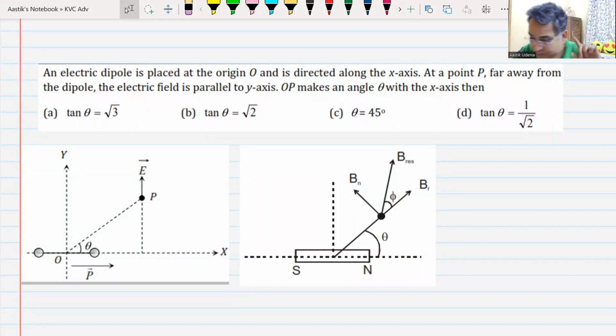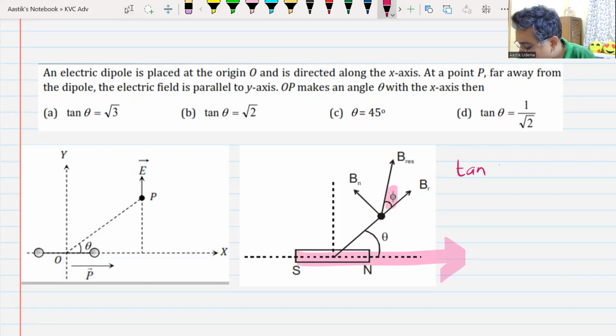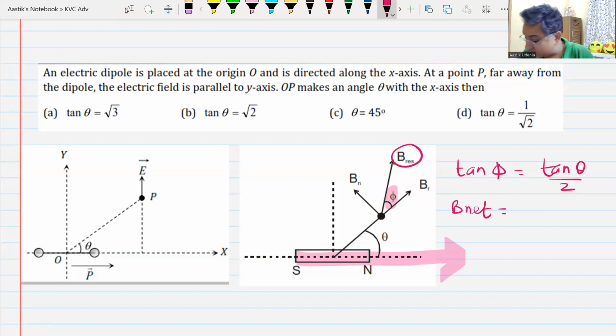Now, what I wanted to make you understand is how you relate this diagram with this. This angle was phi. Do we remember this, if you have drawn the diagram correctly? Yes. This was the dipole axis and the angle with the dipole axis was theta, and you must remember tan phi was tan theta by 2. Now, the angle that this field B net makes with the x-axis is theta plus alpha. Do we understand this?